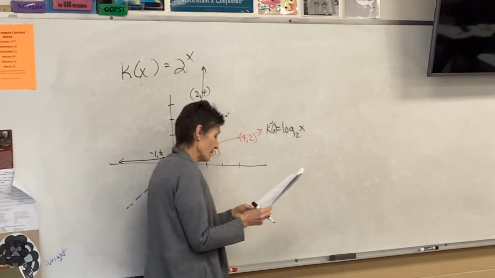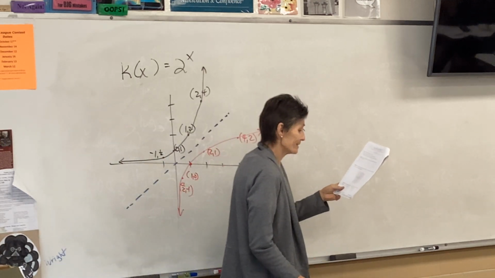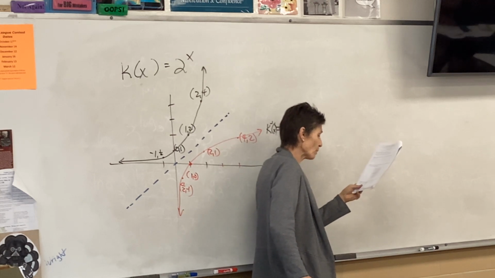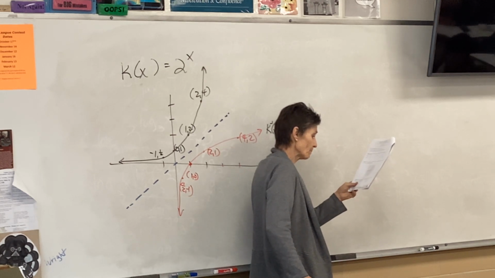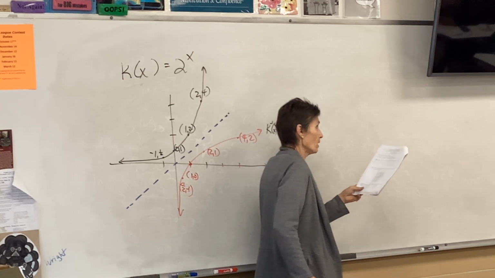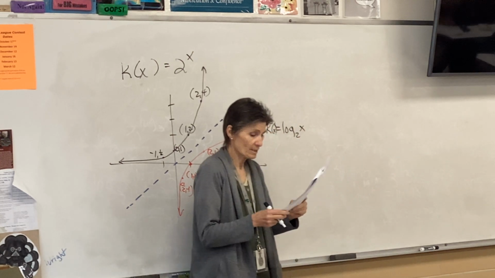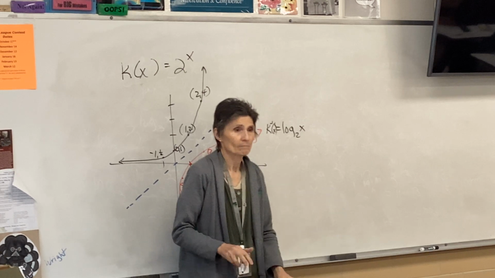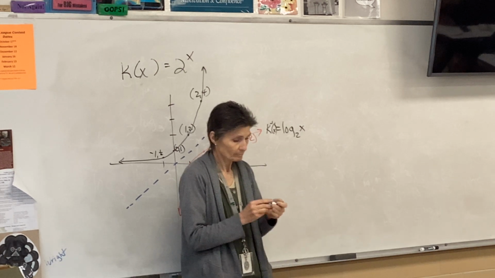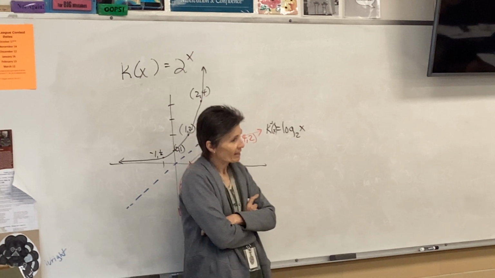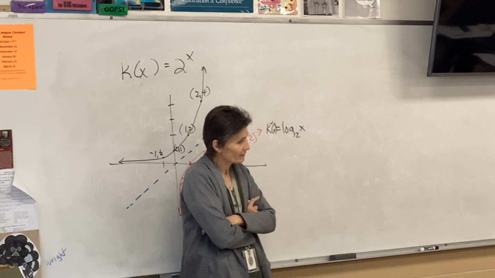Example 4. The exponential function contains these 2 points. Find the average rate of change of the logarithmic function over the interval from 3 to 27. Take a minute, think about that, talk it over with your partner, come up with an answer.